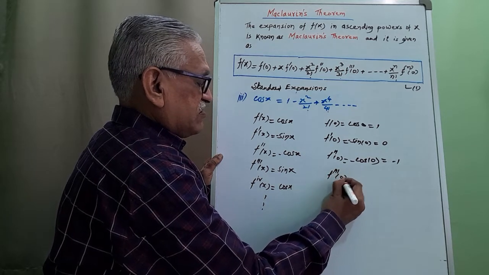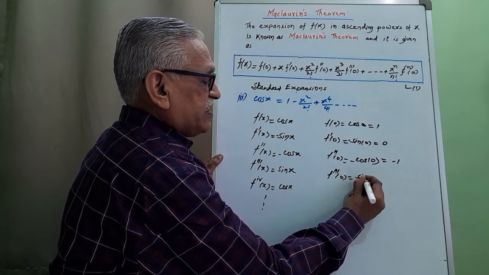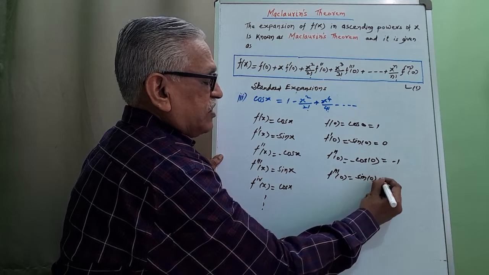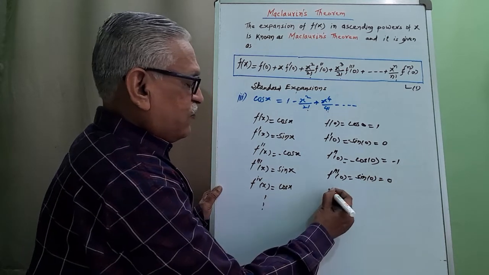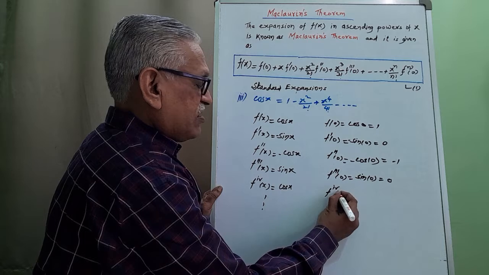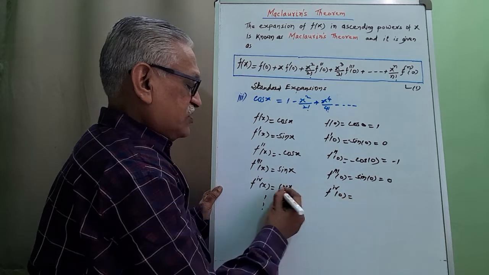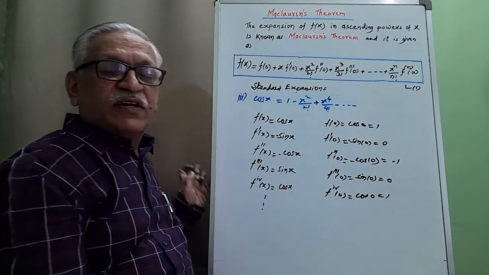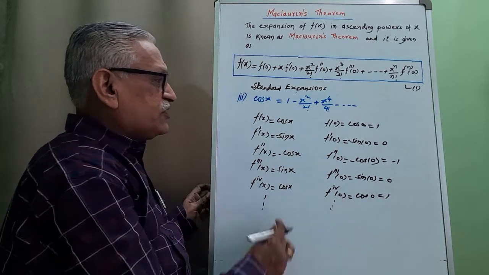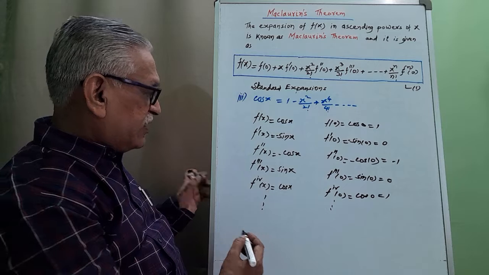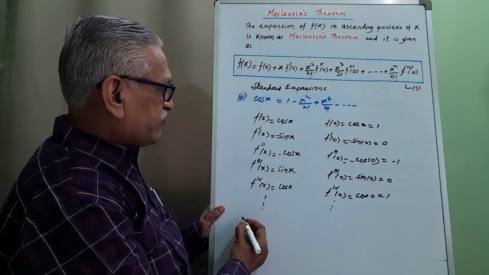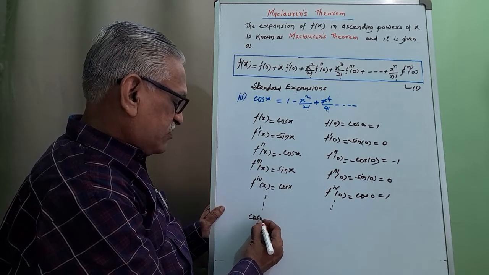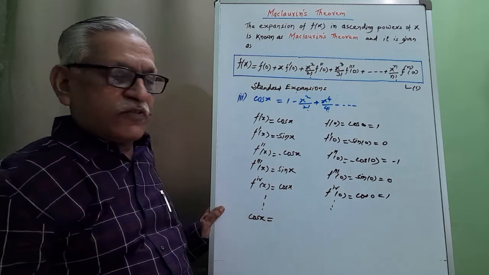once again sin 0. Sin 0 is 0. And fourth derivative at x is equals to 0, cos 0, it is 1. And so on. And therefore, substituting these values in equation 1, that equation 1 becomes f of x. The function is cos of x, for which we require to find the expansion.